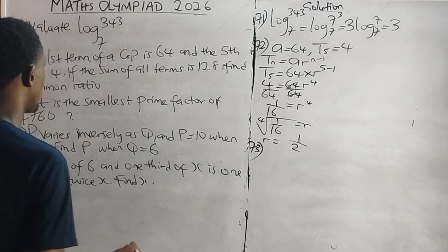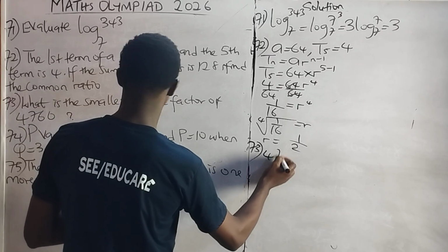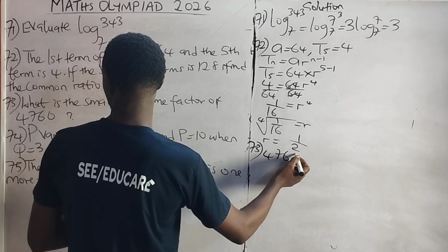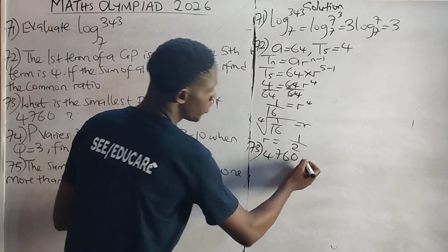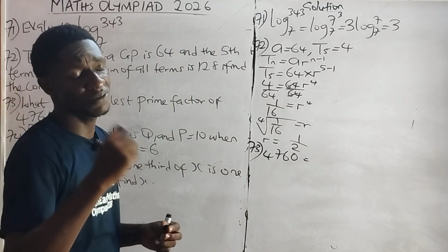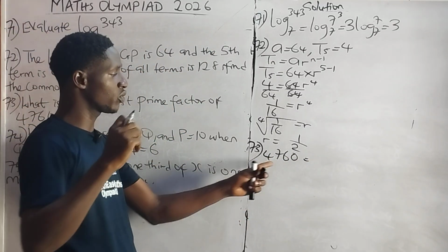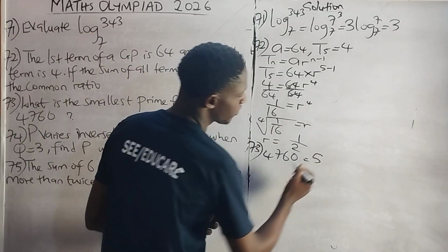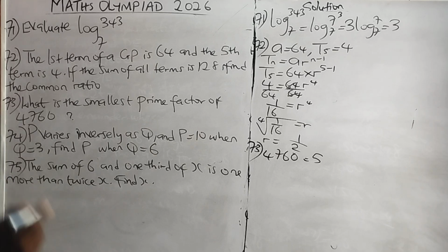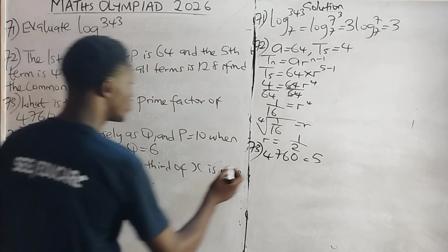We have: what is the smallest prime factor of 4760? From the options given there, we are given 3, 5. The 3 cannot go into this. What can go? The smallest prime factor that can go is 5. Apart from 2, the next smallest is 5 from the options given there. So we go to 74.